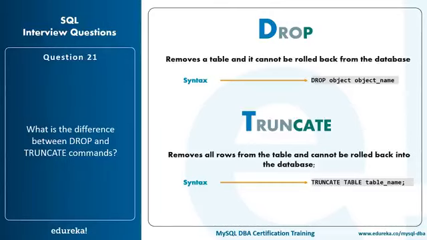The syntax of the drop command is basically drop, object, and object name. That is basically the table and table name. And the syntax for the truncate command is truncate, table, and table name. So guys, that was about the drop and the truncate command.